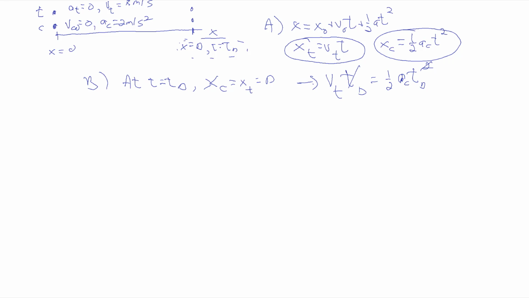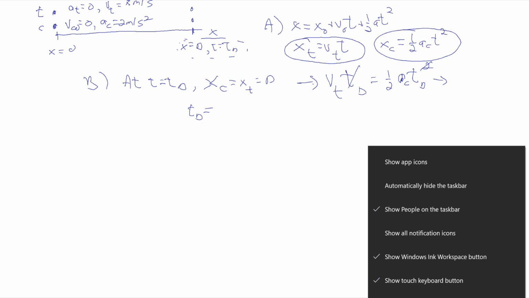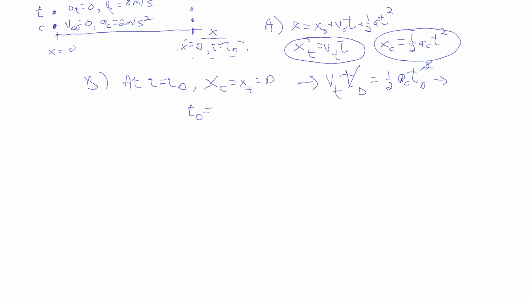Well, that t squared cancels one t. And so what we have is t sub d equals, multiplying both sides by 2 over a c, 2 v sub truck over a sub c. And that is one of the answers we asked for. Plug in the values: 2 times 15 meters per second divided by 2 meters per second squared. The 2's cancel, and we're just left with 15 seconds for the time when they pass.